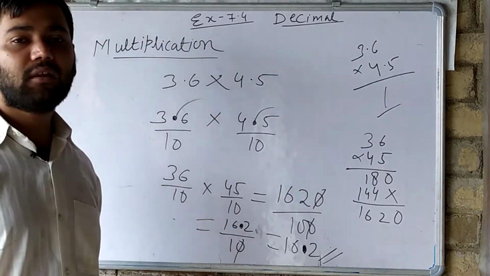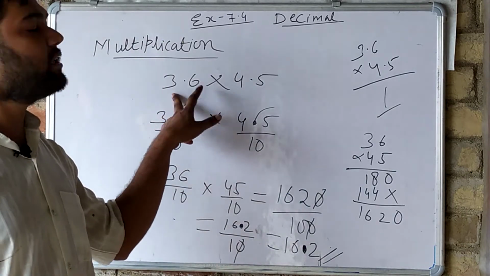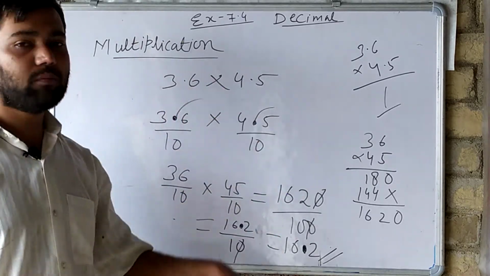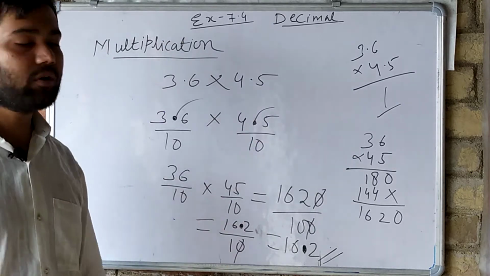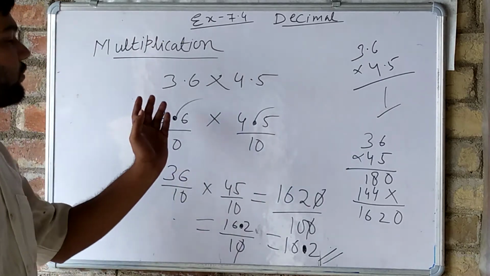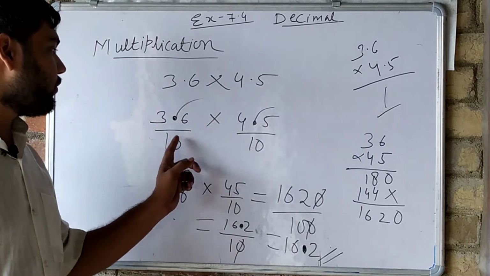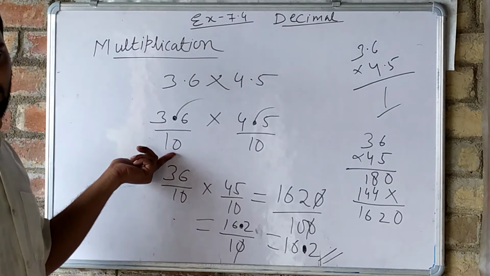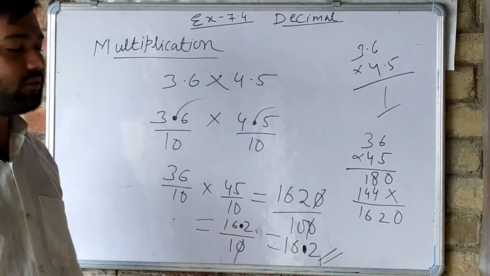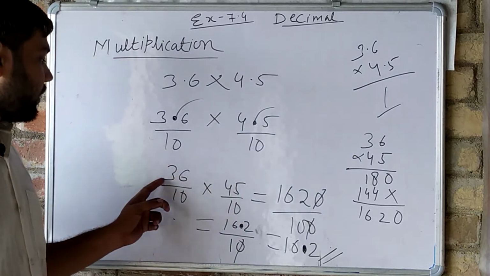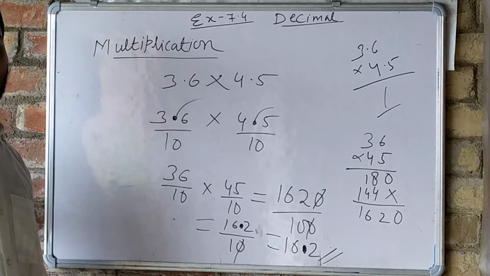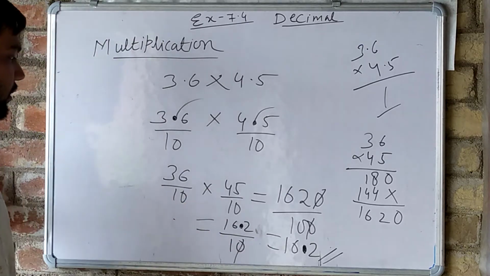Very easy. Just what we have to do? First of all, we will see the question. Then we will remove the decimal. We will shift the decimal places in both the cases. This is only one decimal place, so we shift it only one place. When we have shifted, we place a 0 in the denominator, that means a multiple of 10 in both the cases. Now 36 upon 10 and 45 upon 10. Now the question is turned into fraction form: 36 upon 10 into 45 upon 10.